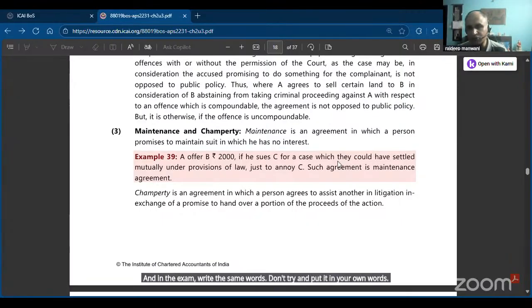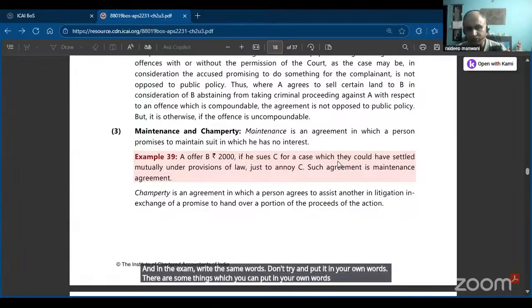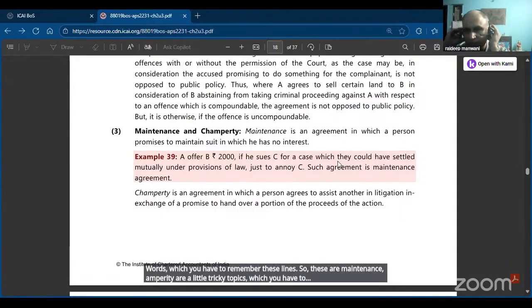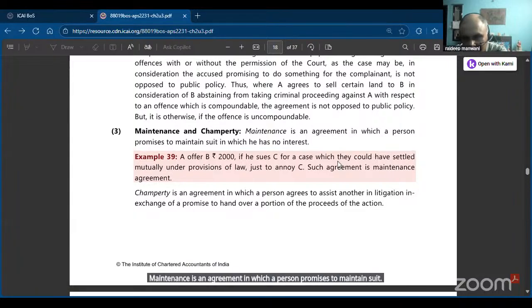There are some things which you can put in your own words, Kushal, but there are some things which you cannot put in your own words, which you have to remember these lines. So maintenance and champerty are a little tricky topics which you have to remember. So just read that definition again. Maintenance is an agreement in which a person promises to maintain a suit in which he has no interest. No interest.